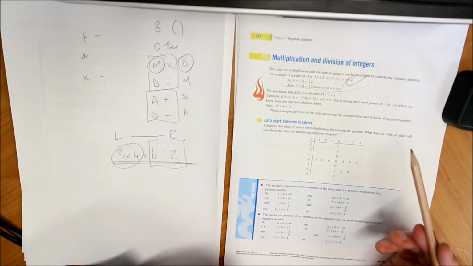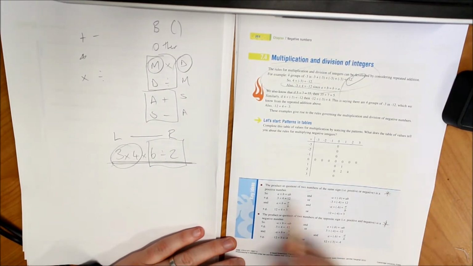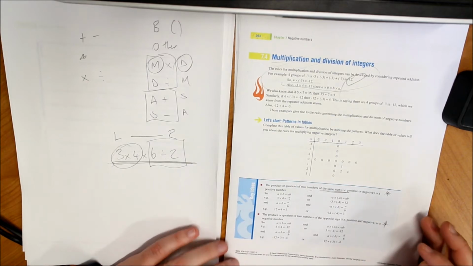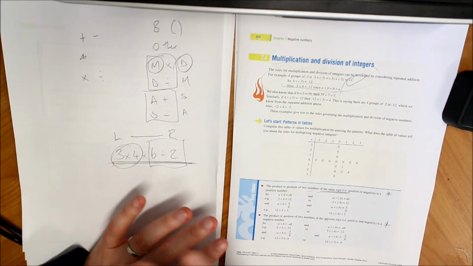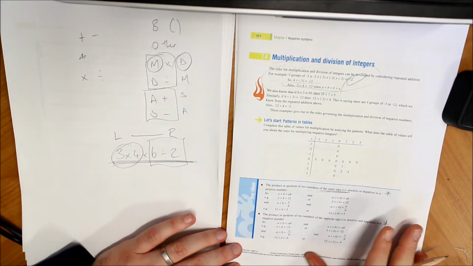There's 2 main rules that I want you to think about, and they are outlined here in our key ideas. The product or quotient of 2 numbers of the same sign, positive or negative, it doesn't matter, is a positive number. It's really important. When I turn over the page, I'm going to write that one down. And the product or quotient of 2 numbers of the opposite sign, so if they're positive and negative, is a negative number. 2 really important rules.